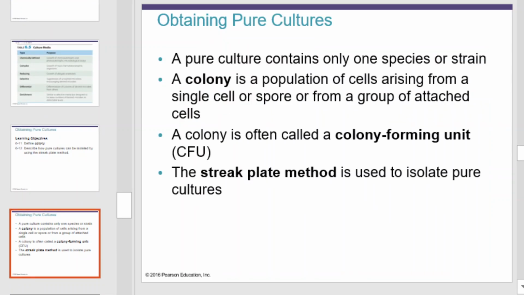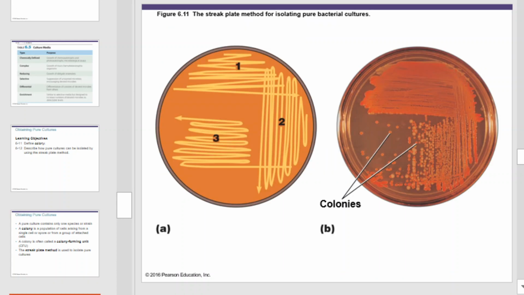Pure cultures. Next section we're going to look at is how do we obtain a pure culture. A pure culture contains only one species or strain. A colony basically is a population of cells arising from a single cell, and ideally in pure culture, that colony would be the relatives or lineage of a single variety. A colony is often called a colony-forming unit and can be separated from a larger group of organisms using the aforementioned media or a streak plate method to isolate the pure culture.